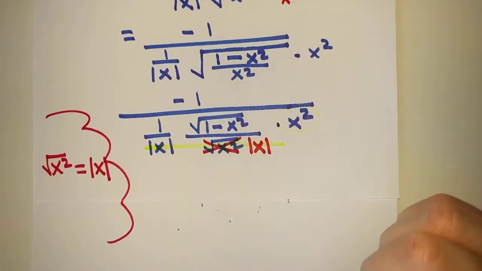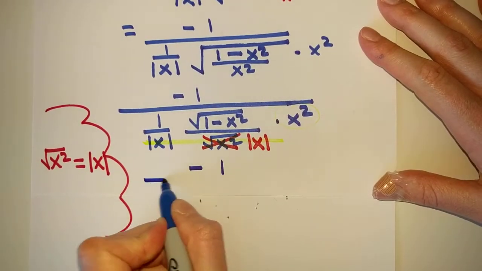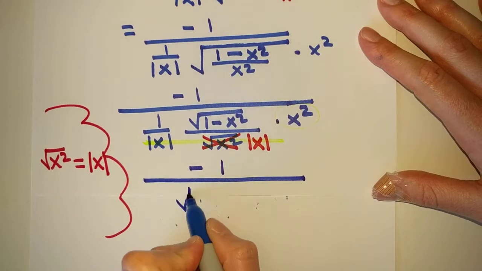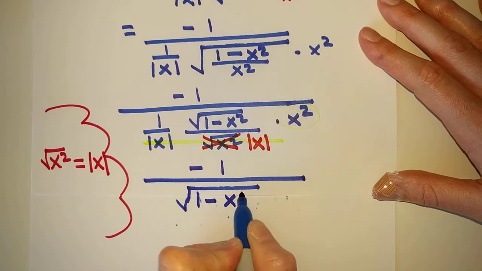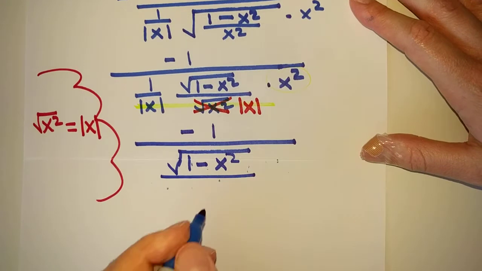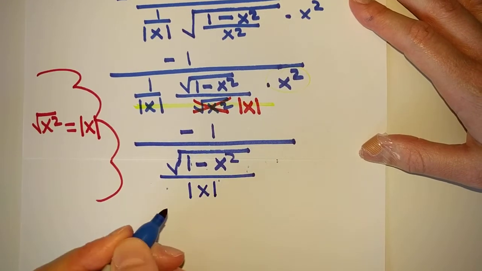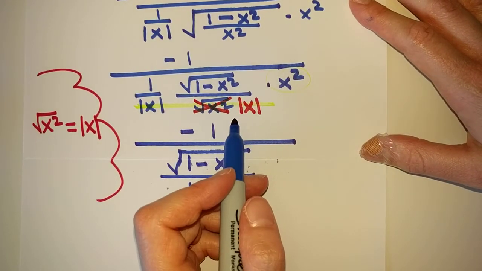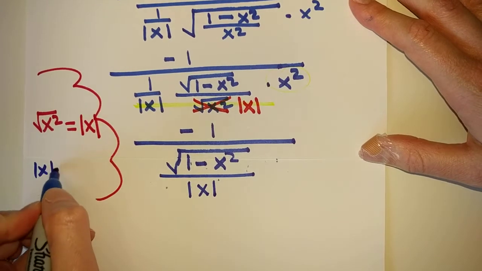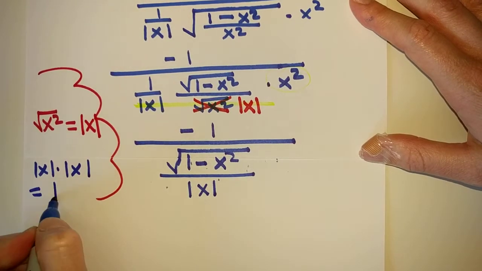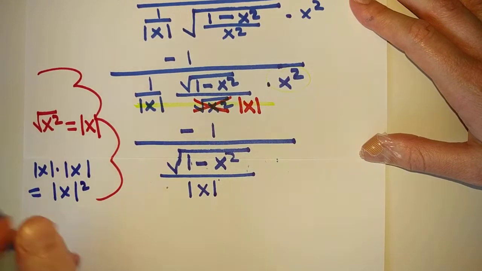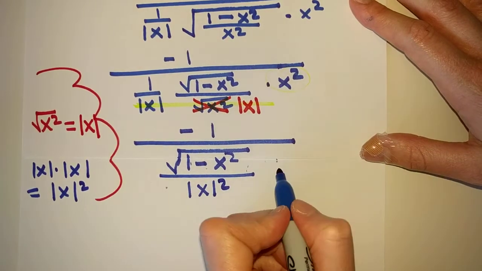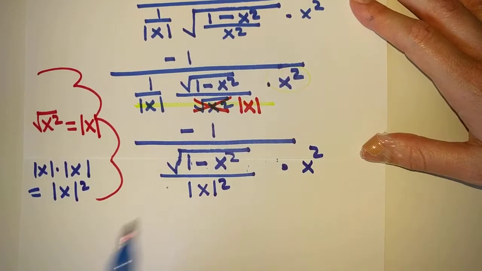So here we really have to think about this. We have negative 1 over the square root of 1 minus x squared over the absolute value of x, times the other absolute value of x. Now, if you have an absolute value times another absolute value, you have the absolute value squared. So I have the absolute value squared and then times x squared here.